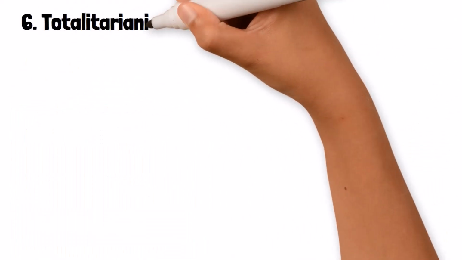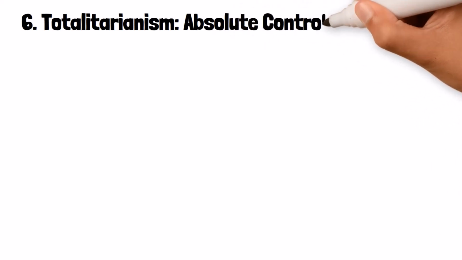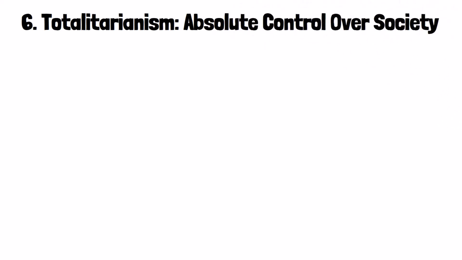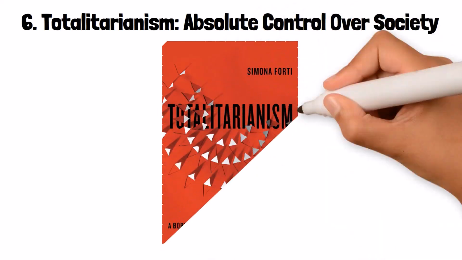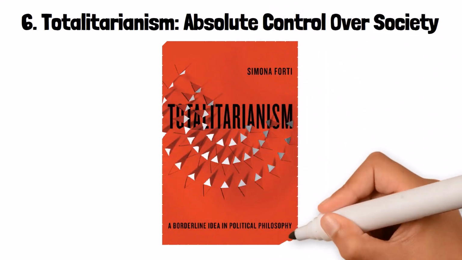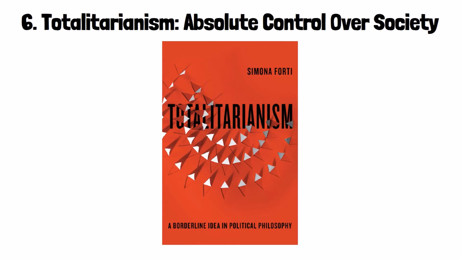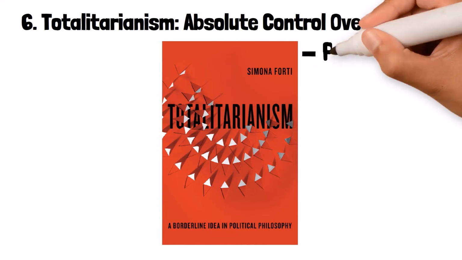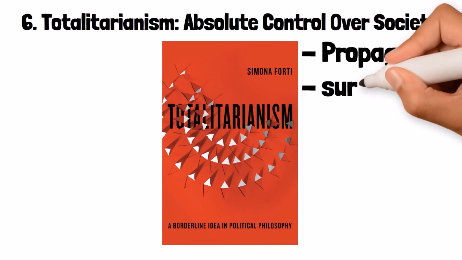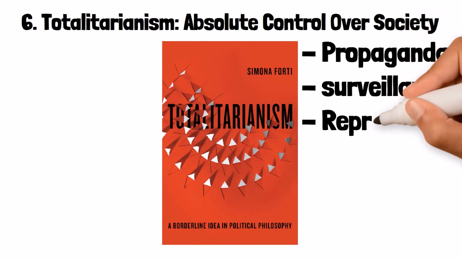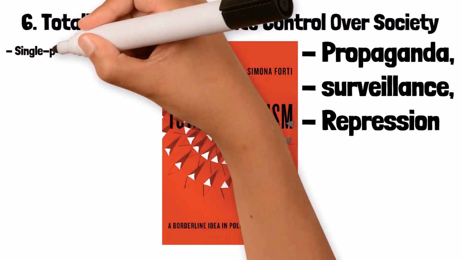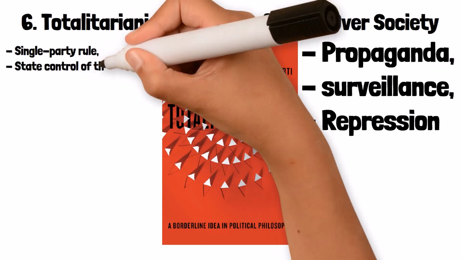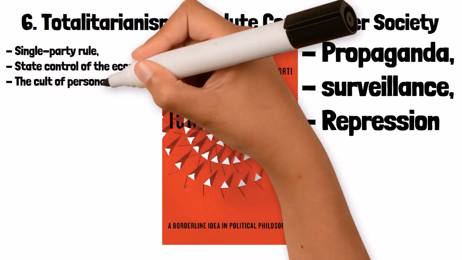6. Totalitarianism, absolute control over society. Totalitarianism is an extreme form of authoritarianism where the government seeks to control nearly every aspect of public and private life. Totalitarian regimes often use propaganda, surveillance, and repression to maintain their power. Characteristics of totalitarian states include single-party rule, state control of the economy, and the cult of personality.